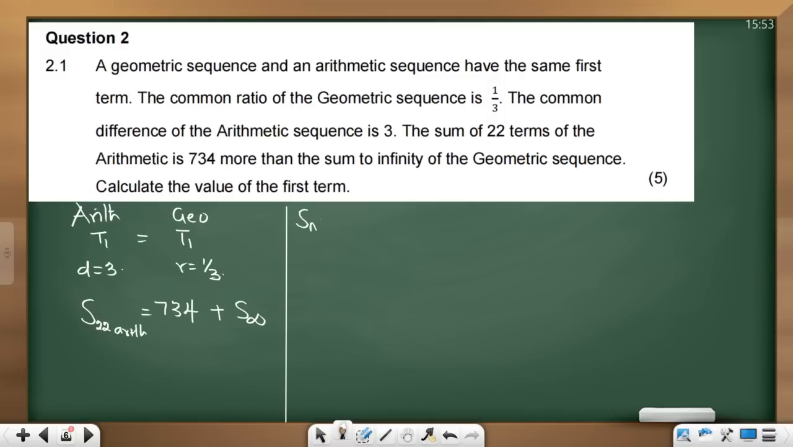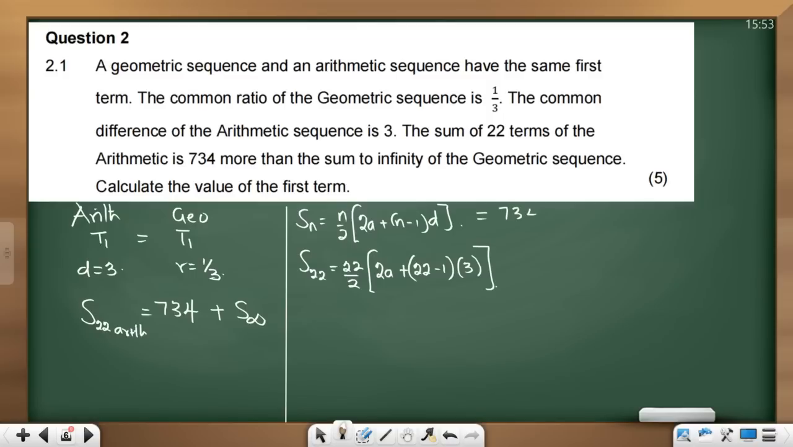Okay, the first thing I'm going to ask myself is, how do I get the sum of arithmetic? N over 2, 2a plus n minus 1, what? D. We are told that S22 will be 22 over 2. We don't know a, but we know n as 22. So 22 minus 1. Oh, lovely, we have a difference. Guys, you notice that I have actually put out everything. They said S22 is equal to 734 plus sum to infinity. Okay, so this is my S22.